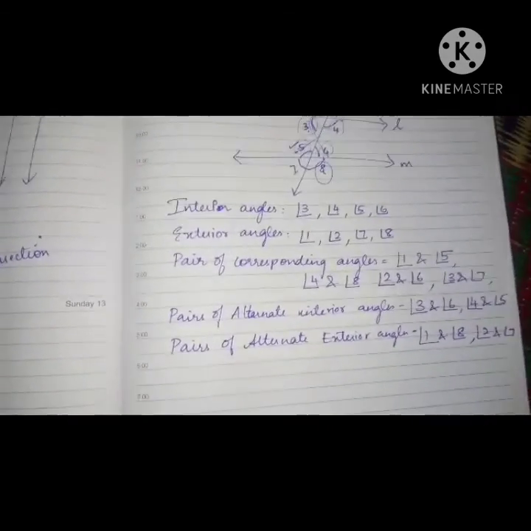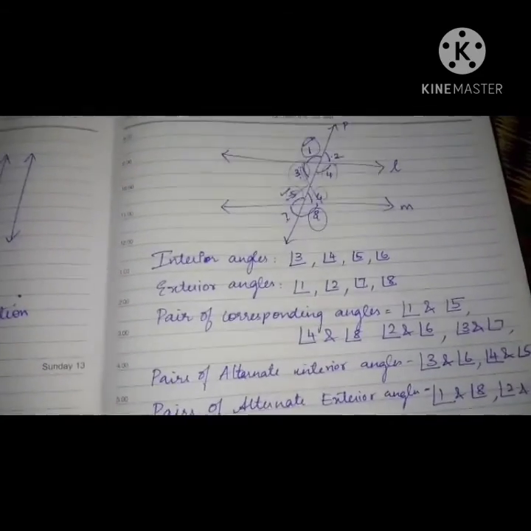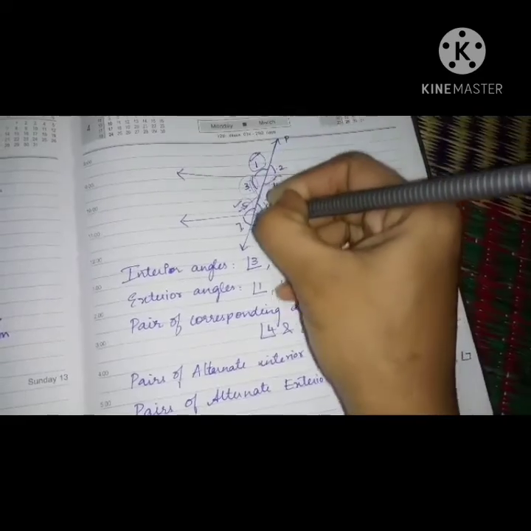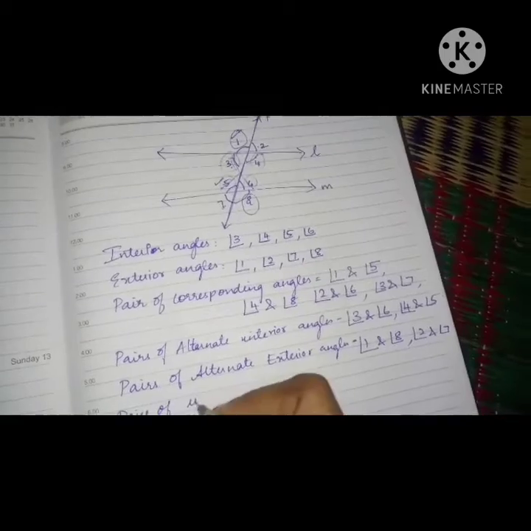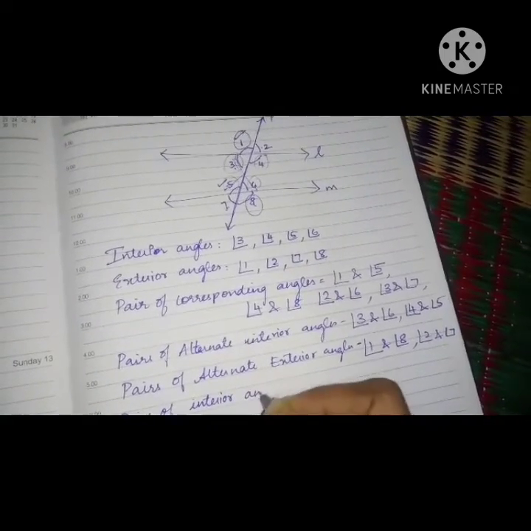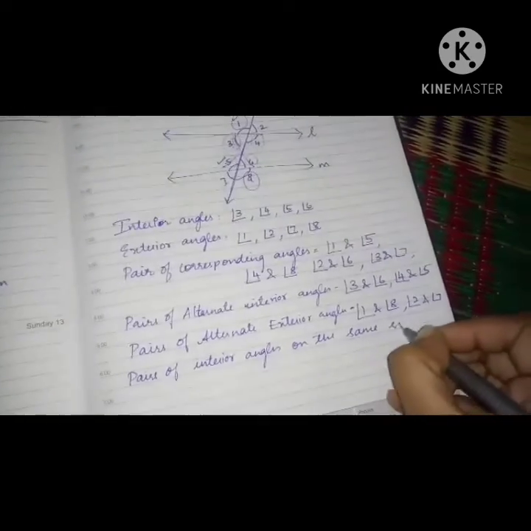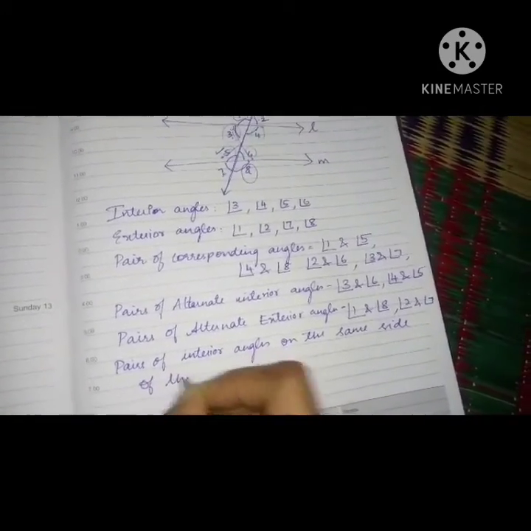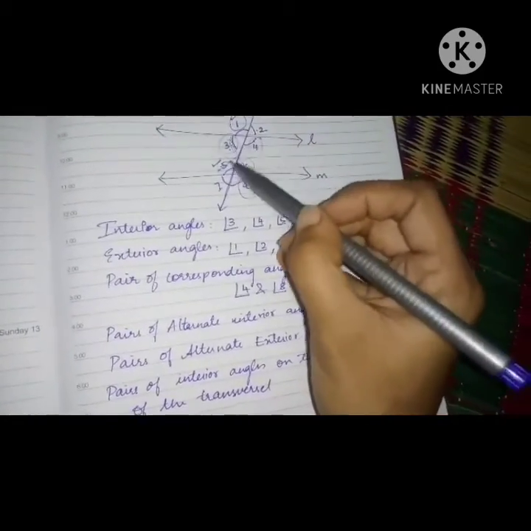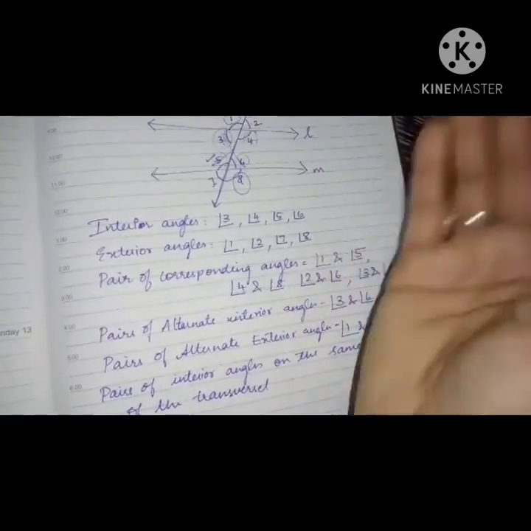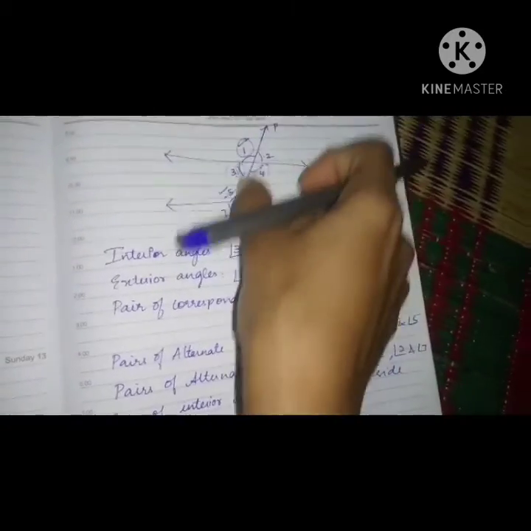Next, pairs of interior angles on the same side of the transversal. What is the transversal actually? This is your transversal line. So, pairs of interior angles on the same side of the transversal. These 3, 4, 5, 6 are the interior angles. In that, 3 and 5 lie on the same side of the transversal. These two are on the same side.